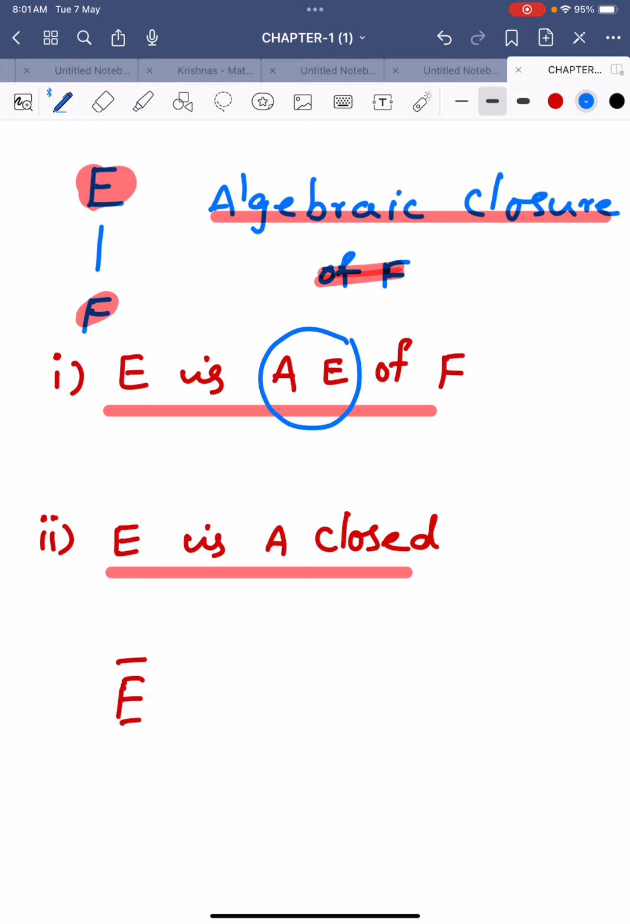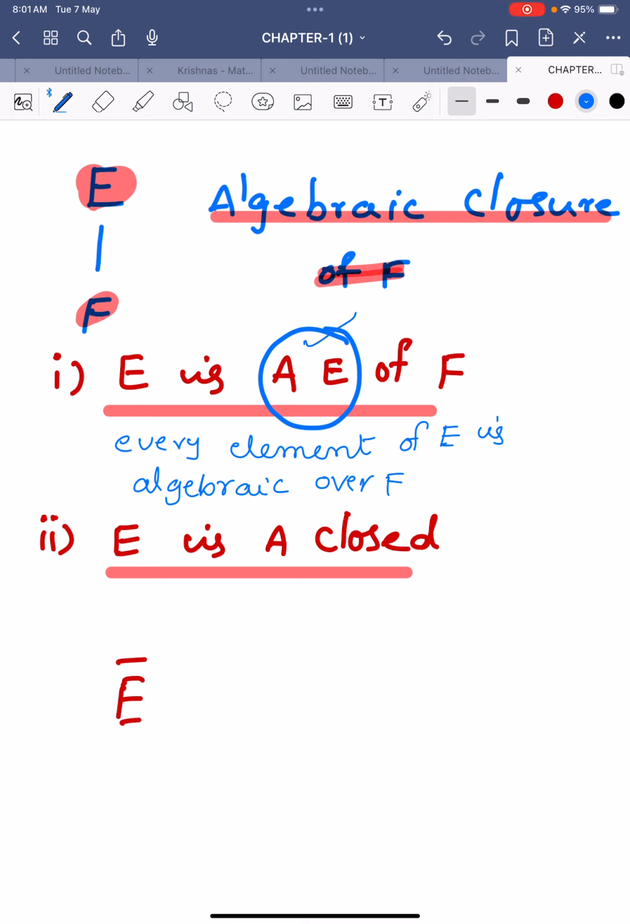What is an algebraic extension? Algebraic extension means every element of capital E is algebraic over capital F. Then E is called an algebraic extension.